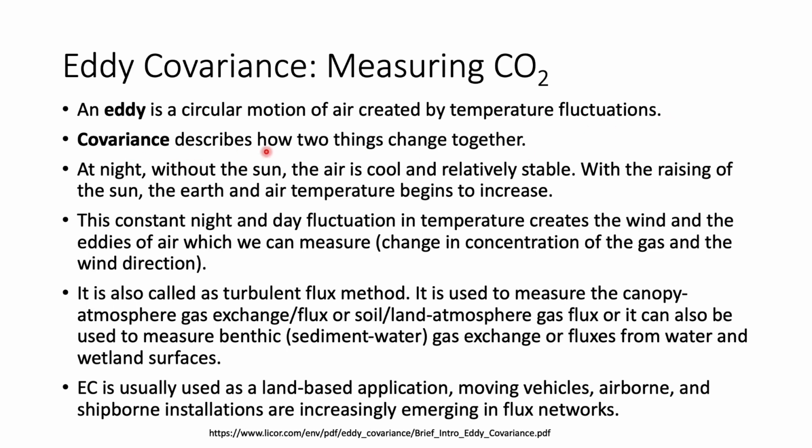A covariance describes how two things change together. So that is what it means: the temperature fluctuation is correlated with the wind, how it is changing. That is the measurement.